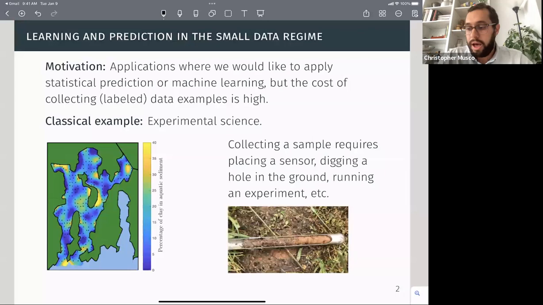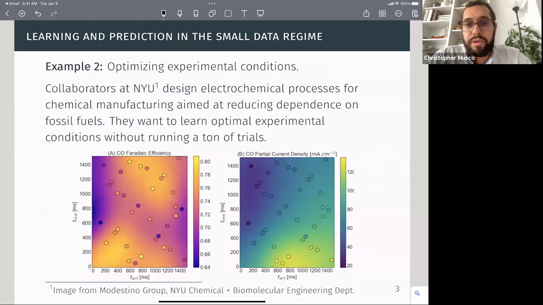Another example I'm interested in is optimizing experimental conditions. Some of my collaborators at Tandon School of Engineering work in chemical manufacturing, chemical engineering in general, and they're interested in designing electrochemical processes where you replace the need for heat or fossil fuel dependency in synthesizing chemicals with electricity, which can lead to much better carbon impact because you can use sustainable sources of electricity. When they design these chemical processes, they figure out what the process is, but there's a million knobs to be turned. I'm pulsing electricity into some reactor. How long should the pulses be? What frequency should they be at? How long should I turn off the electrical pulse for? There's a ton of parameters they can change, which impact the efficiency of the reaction process.